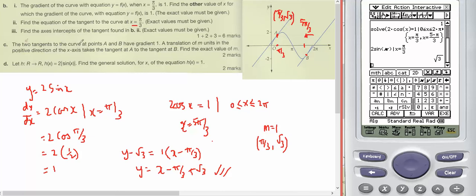Part C, find the axial intercepts of the tangent found. Okay, the axial intercepts. When x equals 0, the y-intercept will be at 0 and minus pi on 3 plus root 3, and the x-intercept, since y equals 0, will be pi on 3 minus root 3 and 0.